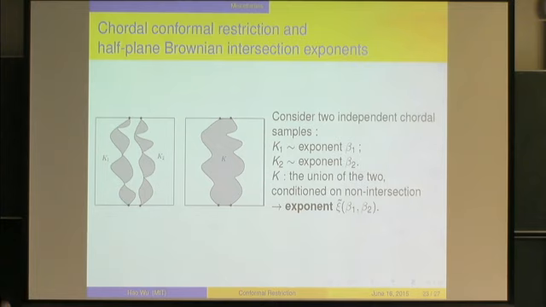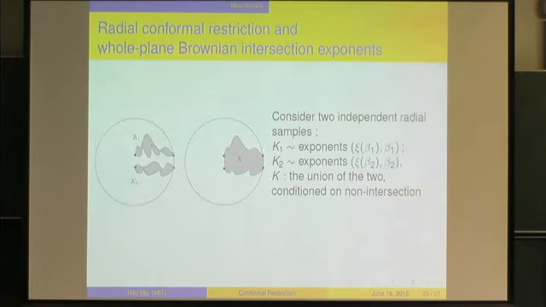We have a similar story for the radial case. Suppose we have two radial samples with the interior exponents as the largest possible one. We condition on these two samples avoiding each other, take the union of the two, and then the union still satisfies the radial conformal restriction property. Now the boundary exponent becomes the half-plane intersection exponent, and the interior exponent becomes the whole-plane intersection exponent. So you're taking a limit as those points go together. Yes, because we have to start with a little difference between the two points, otherwise the probability for them to avoid each other would be 0.